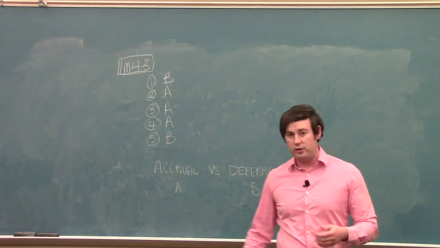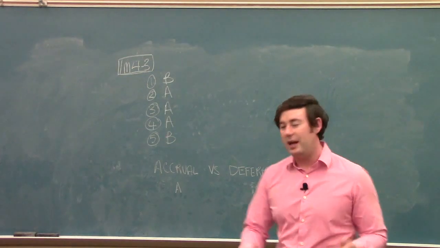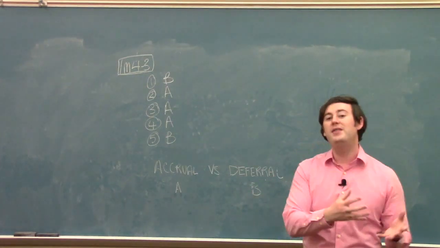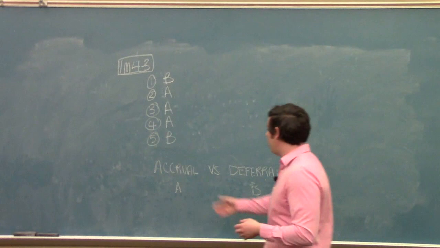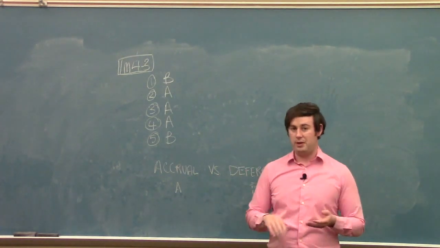Remember, adjusting journal entries are made at the end of the period, and if they're a deferral, they're adjusting a previous balance that was set up. If they're accrual, there was no previous journal entry made.